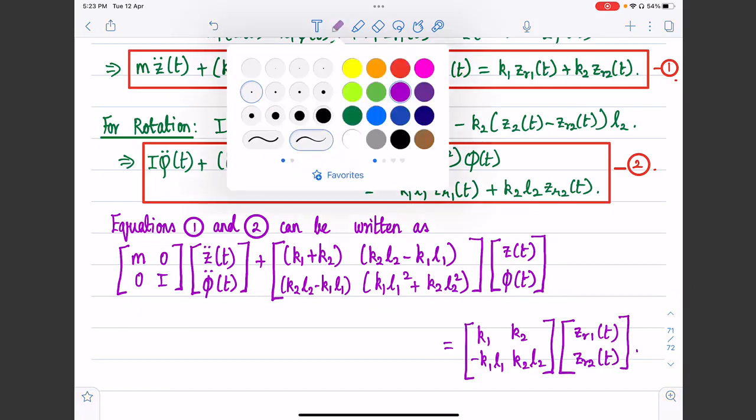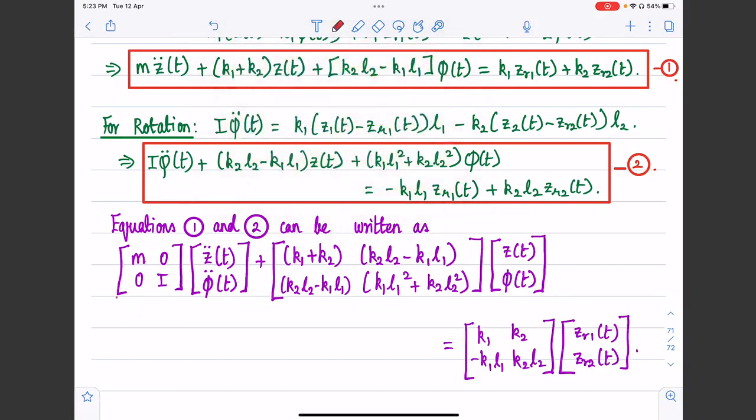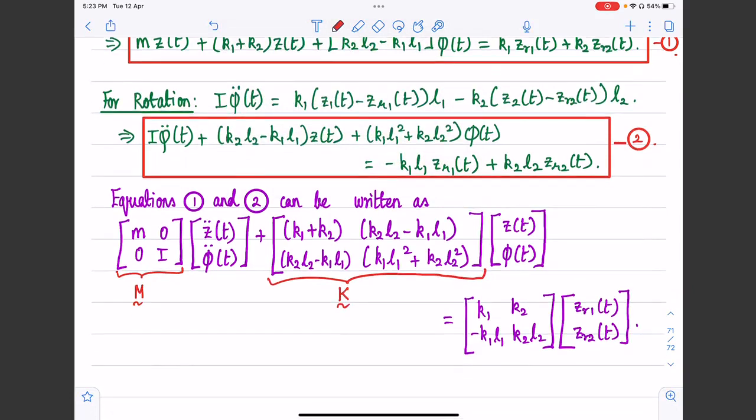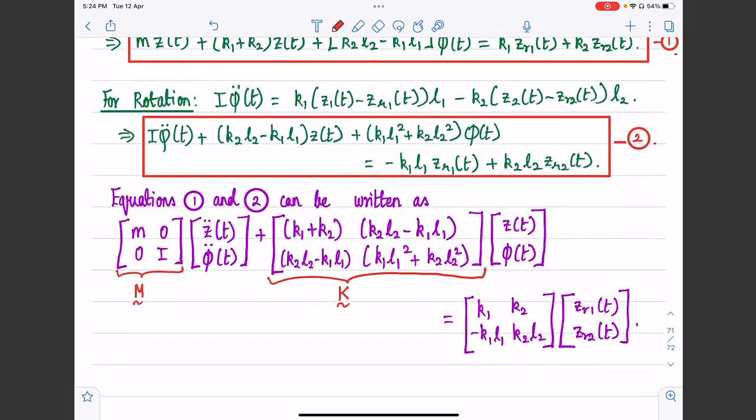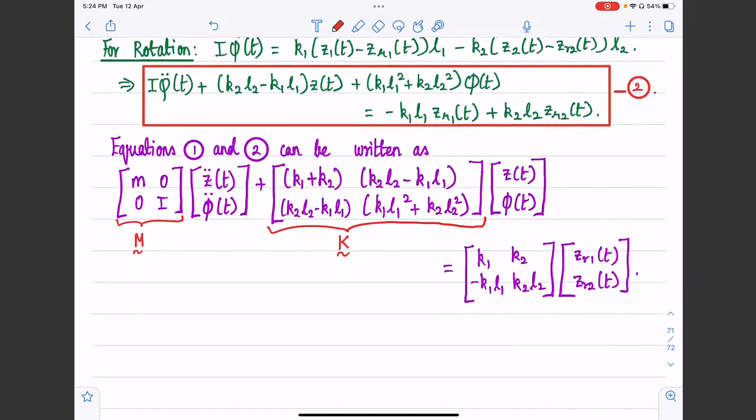Okay, so this is what we have. All right. So this 2 by 2 matrix is the mass matrix. Okay. This 2 by 2 matrix is the stiffness matrix. Okay. So we essentially want to do a similar analysis here also, right? So if we do a similar analysis, where we solve for omega square, then we get the natural frequencies associated with the pitch mode, right? So we are going to do that exercise.